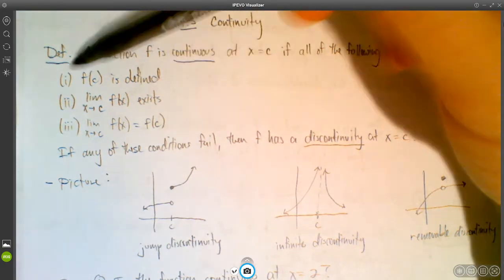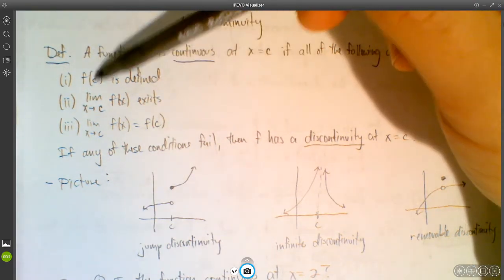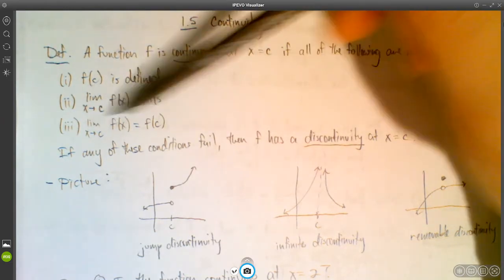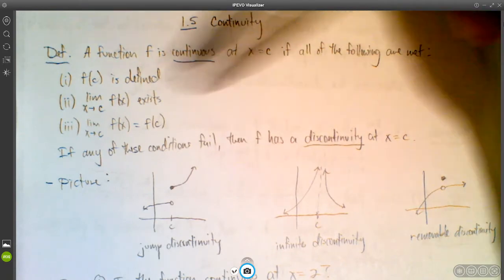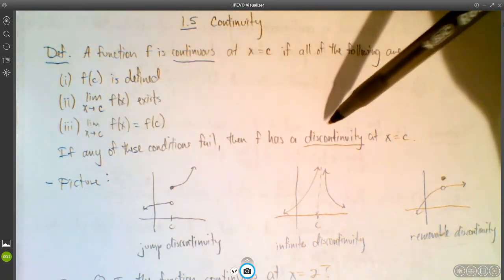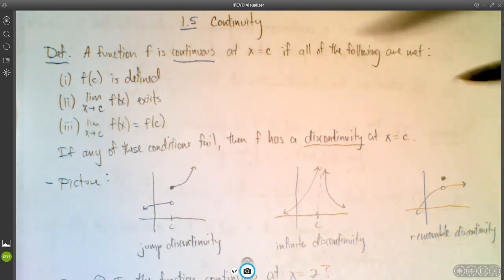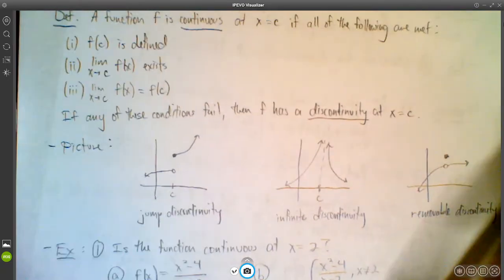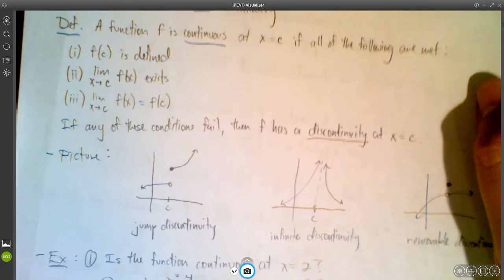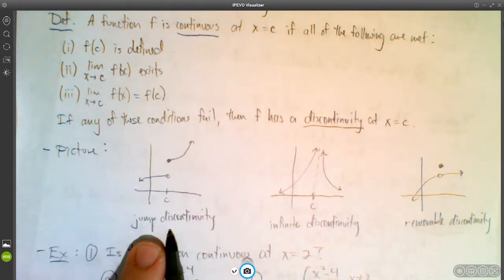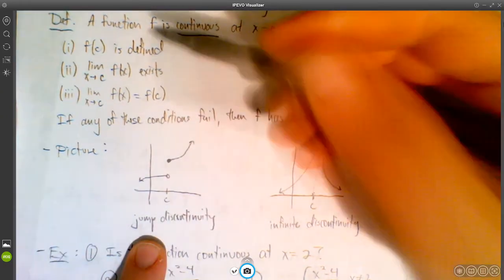F of c has to be defined. The limit as x approaches c has to exist. And then the limit has to equal the function value. If any of those conditions fail, then f is said to have a discontinuity at x equals c. And here are a few different kinds of discontinuities that you could come across. So this first one is called a jump discontinuity for, I think, pretty obvious reasons.